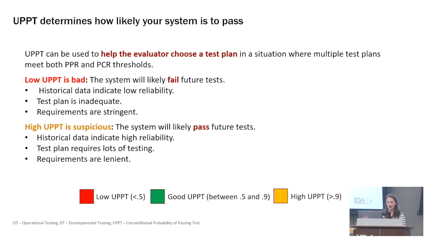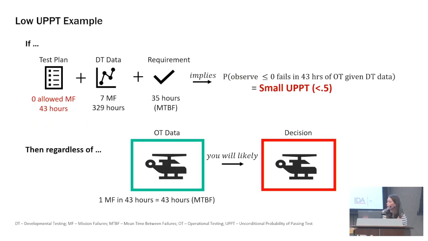Also, maybe you picked a test plan that just required so much testing that it wasn't even feasible to implement. And then also can happen if your requirements are very lenient. And so just to get this point across, if you, for example, picked a test plan that allowed for 0 mission failures and 43 total hours of testing, and you combine that with your DT data that we saw and your requirement, then the probability of passing the test would be the probability of observing 0 failures and 43 hours of operational testing given that developmental testing data.